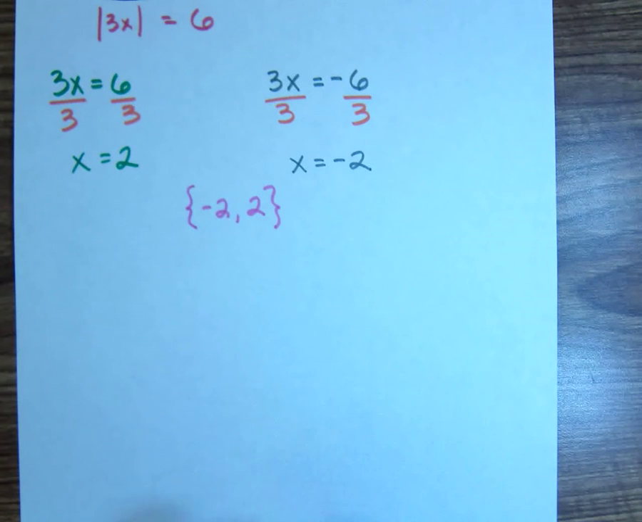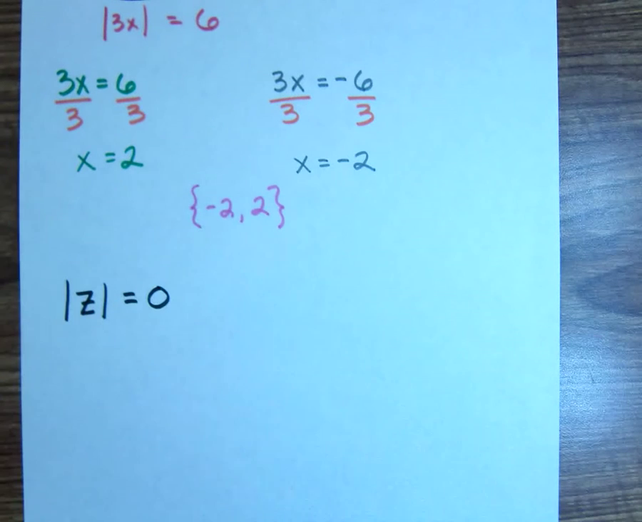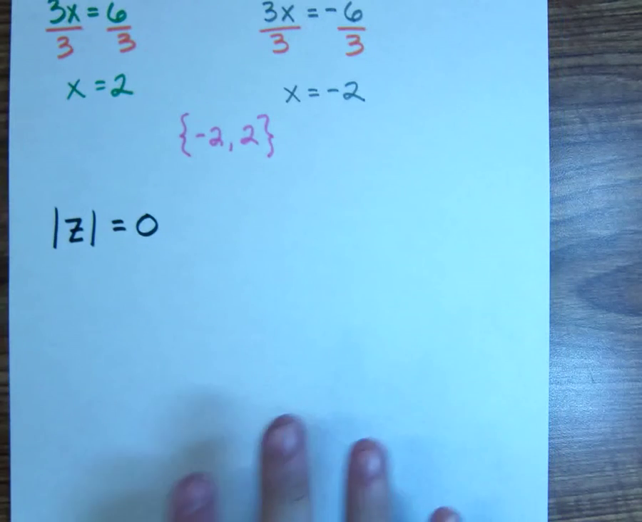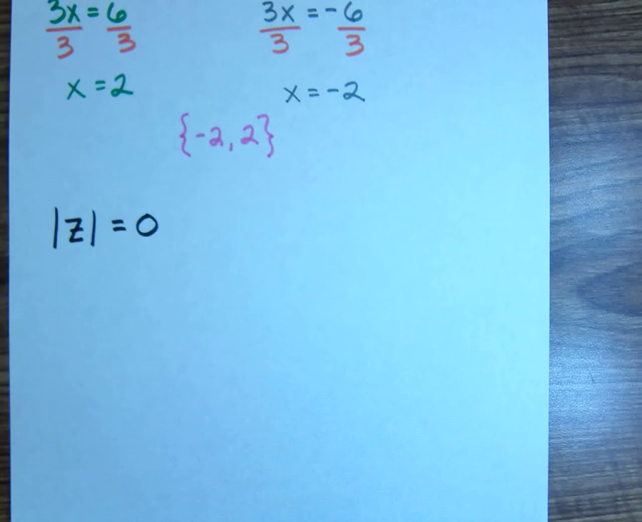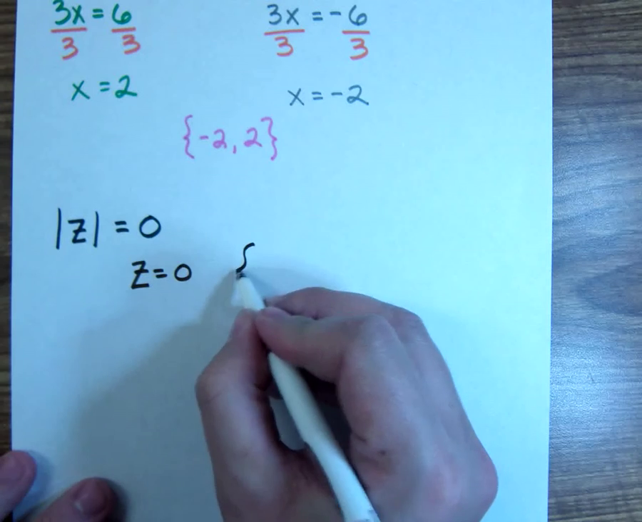So I told you there is one special case that doesn't have two answers. I want to show that one to you right now. That's the special case that doesn't have two answers. Why not? Because it's 0. Why is the answer 0? Because 0 is not positive or negative. You can't say we've got two equations, either z equals positive 0 or z equals negative 0, because there's no such thing as positive and negative 0. So this is the special case where there's only one answer.